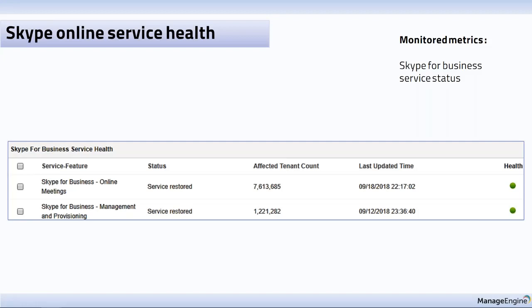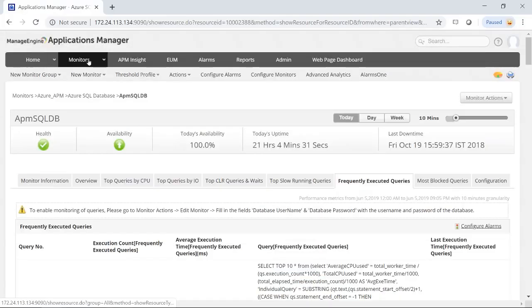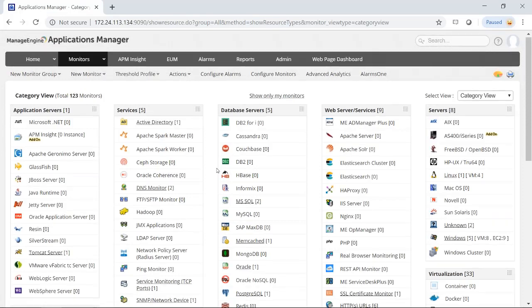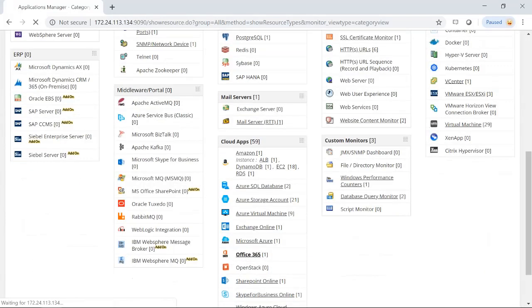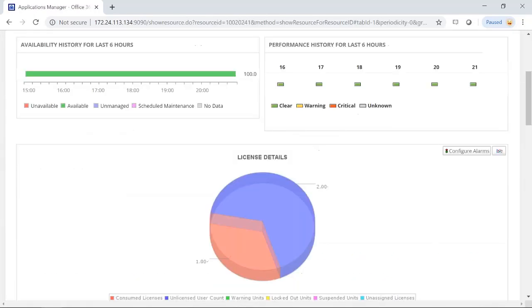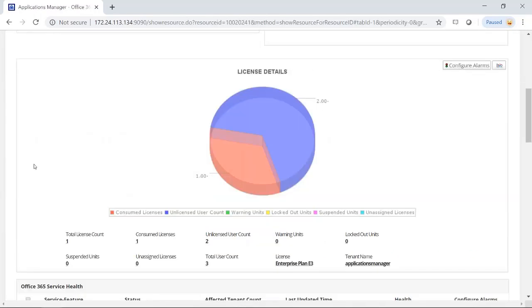Now let us go ahead and have a quick overview in the UI to see how monitoring of Office 365 works. We go to the Monitors tab, and under Cloud Applications, we have Office 365, where the primary information being monitored is the license details.